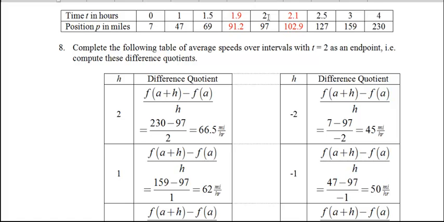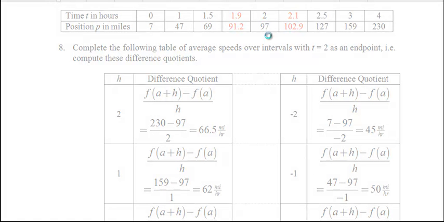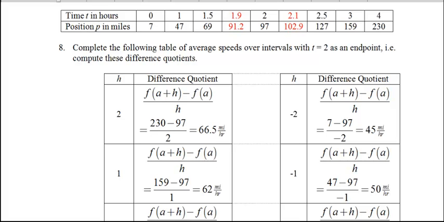So remember, the difference quotient, we are going to use this point at (2, 97). So a is 2, f of a is 97. So notice the difference quotient is f of a plus h minus f of a, over h. The f of a is 97 every time. So look, every one of these I'm using a difference quotient. So that 97 is not changing. And I'm going to look at different h values.